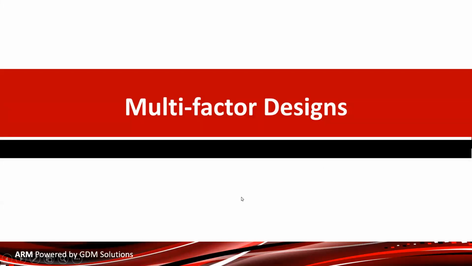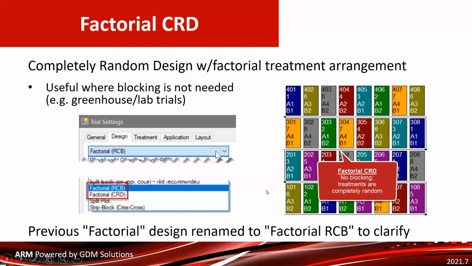We had some changes for multi-factor designs. We added a completely random design with the factorial treatment arrangement. So essentially, if you've worked with factorials before in ARM, those were always a randomized complete block, that was how the treatments were arranged in that factorial design. And so we renamed what we used to call just factorial into factorial RCB, so that way it's more clear. That's what has always been there, and there's been no change to that functionality.